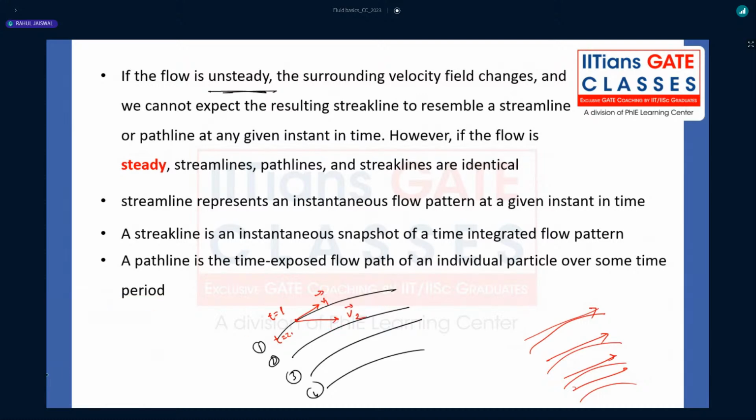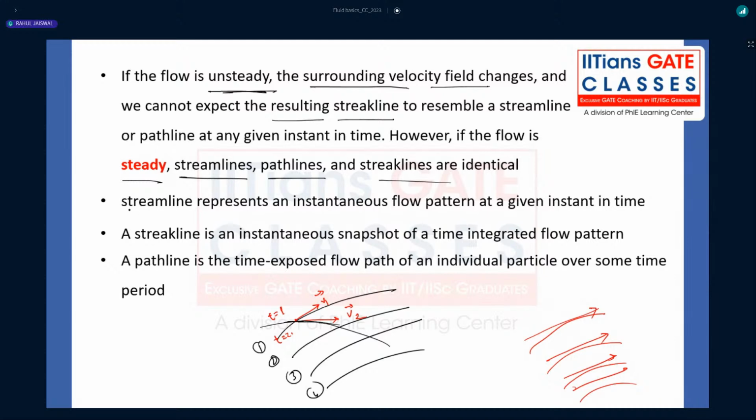The moment the velocity changes, the pattern of the streamline will also change, because the tangent gives the velocity vector, right? Which tangent? The streamline. So once the pattern of the streamline changes, the path line, streak line, and streamline will all change together. So if the flow is unsteady, the surrounding velocity field changes, and we cannot expect the resulting streak line to resemble a streamline or path line at any given instant of time. However, if the flow is steady, all three lines will be identical.